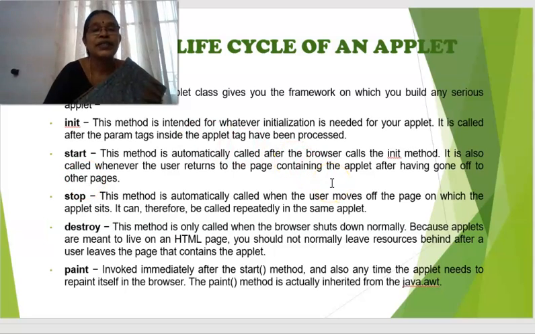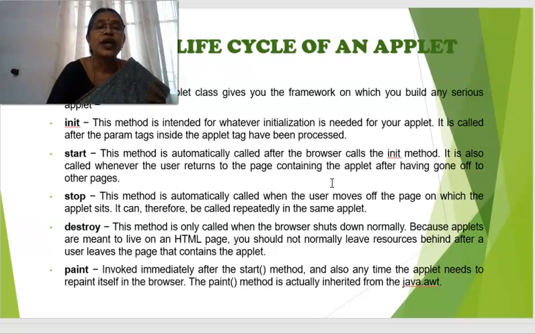Life cycle of an applet. An applet during its life cycle executes five methods: init, start, stop, destroy, and paint. Of these, the first four methods, init, start, stop, and destroy, are present in the Applet class, and the paint method is present in the Component class, which is a superclass of the Applet class.